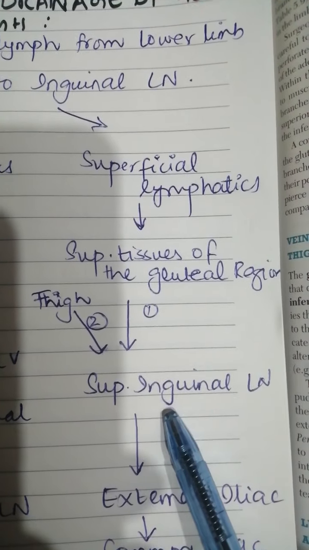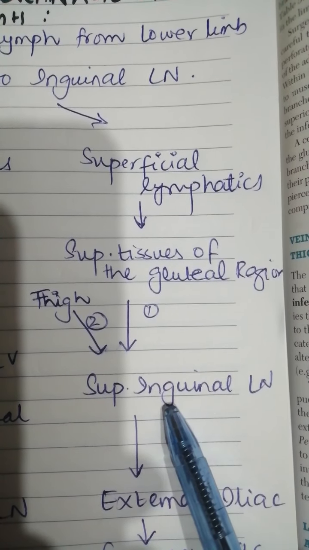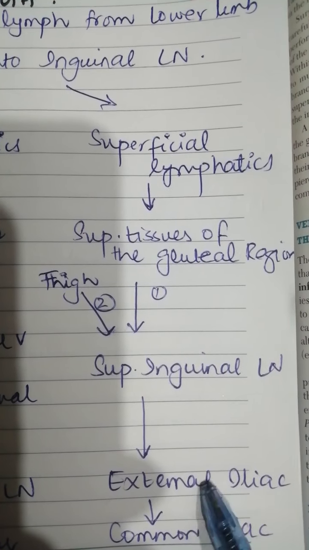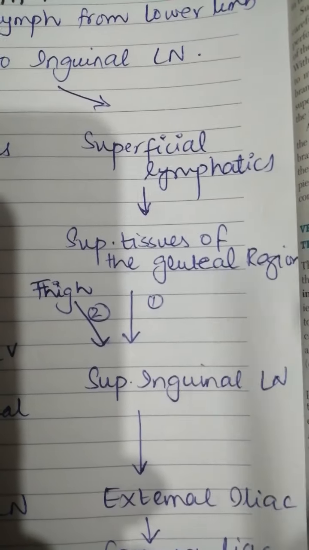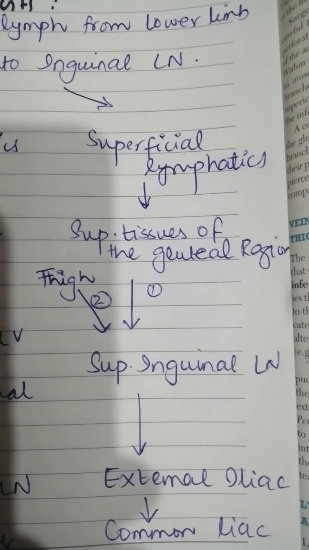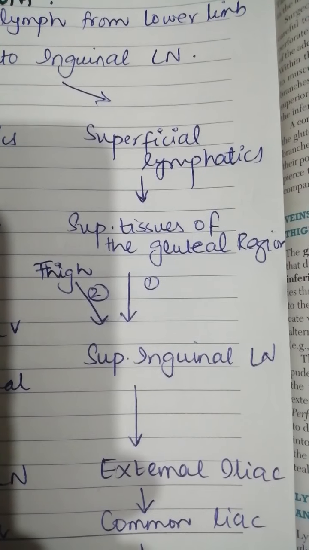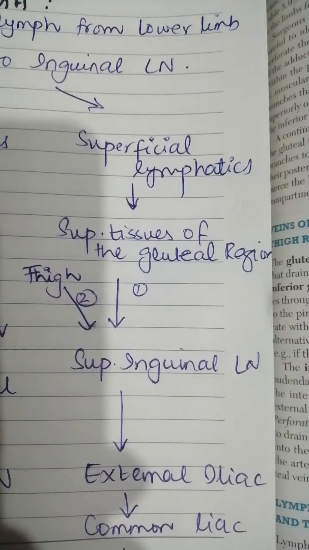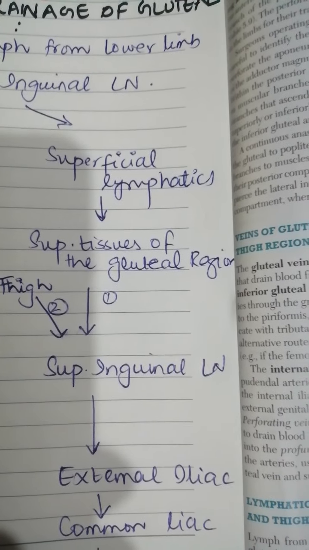Then from the superficial inguinal group of lymph nodes, they send efferents to the lymphatic vessels of the external iliac group of lymph nodes. Efferents are those that carry the lymph from the superficial inguinal nodes to the external iliac, and from the external iliac towards the common iliac, and then from the common iliac towards the lumbar aortic group of lymph nodes.